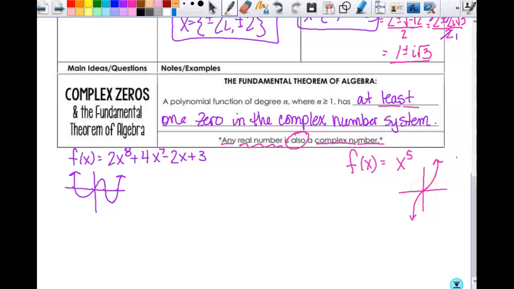That's why it says at least 1. Because wouldn't you think, well, this is to the 5th, don't I have to have 5? Well, it's x to the 5th, there's 0, 5 times, it has a multiplicity of 5. So the reason it's stated that way is because of the multiplicities, right?